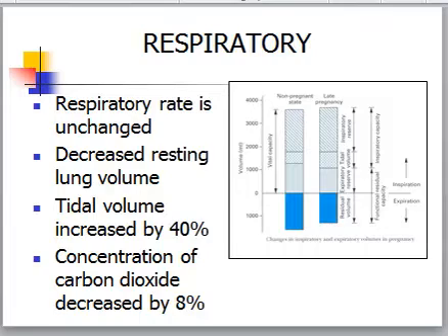Next are the respiratory changes. Respiratory changes are to improve the supply of oxygen to the fetus and remove carbon dioxide from the fetus. The most striking effect is the increase in minute ventilation. The increase begins in the early part of pregnancy, and the increase in ventilation is due to stimulation of the respiratory center by estrogen. That's why there are changes in the respiratory system.